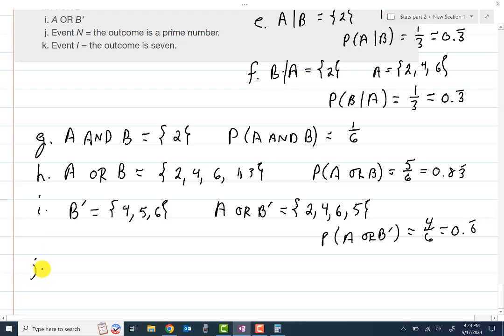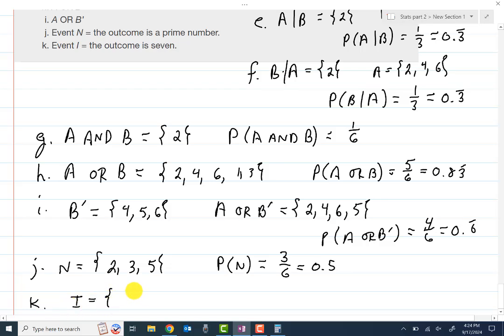J. The outcome is a prime number. So we've kind of done this. 1 is not prime, 2 is prime, 3 is prime, and 5 is prime. So the probability of that is 3 out of 6, or 0.5. And finally, K, the outcome is 7. None of the items in the sample space are 7. So I have what's known as an empty set. When I take the probability of it, that's 0.